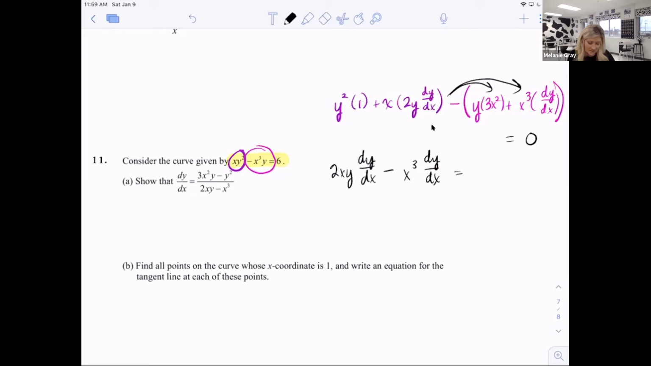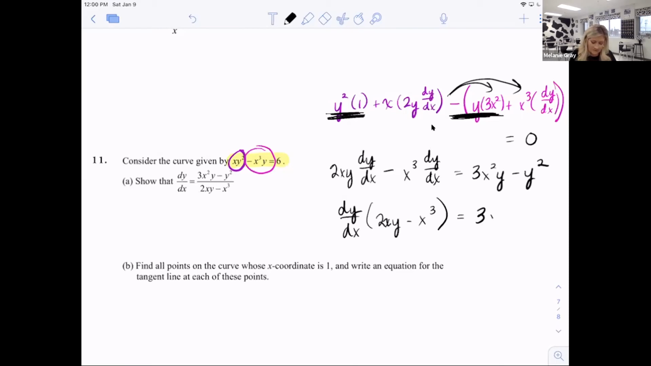Since the 3x squared y is negative, when I move it over, it becomes positive 3x squared y. So I'm going to put that one first. And then I'm going to move my y squared next because it's going to be negative. So my positive 3x squared y and then a negative y squared. And then we can factor out a dy by dx from the 2xy and then minus x cubed left over.